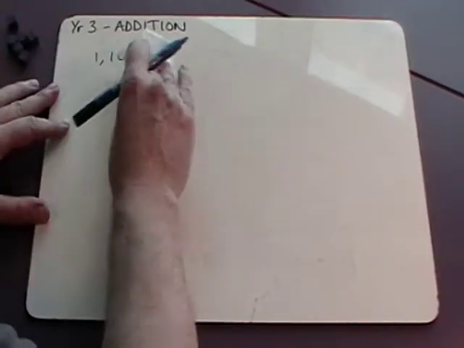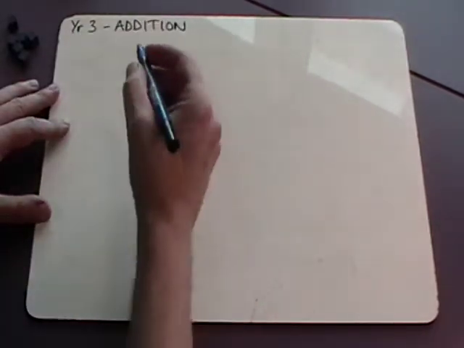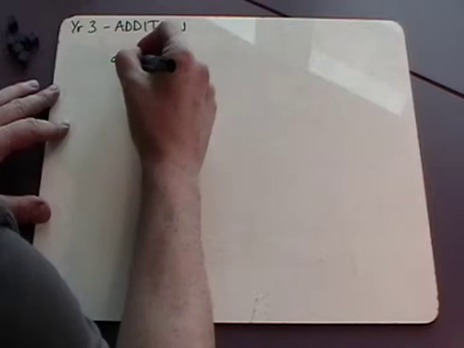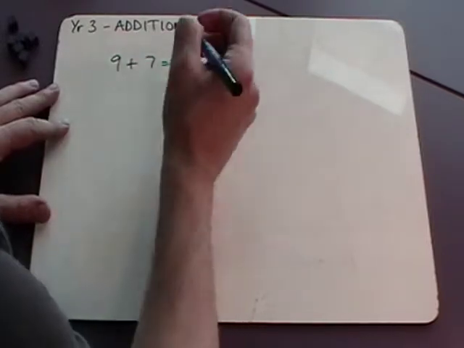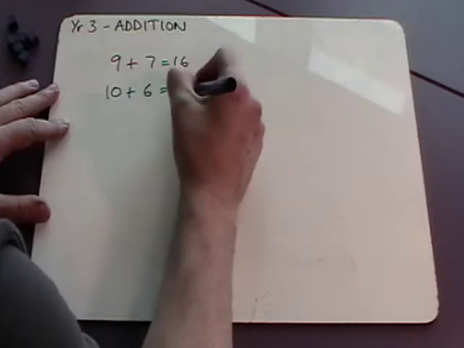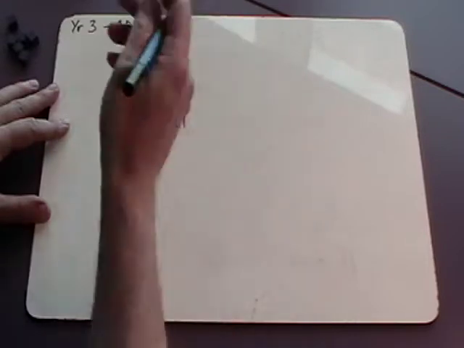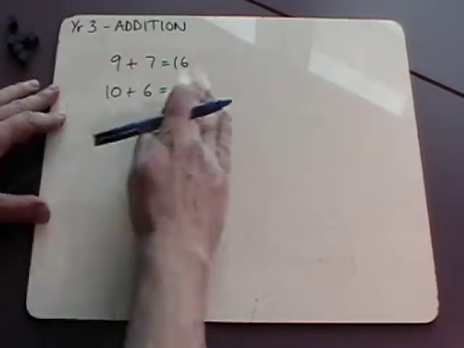And then, of course, they need to consolidate and learn off by heart their addition facts, as mentioned in the previous video. So knowing that 9 and 7 is 16, off by heart. Knowing that 10 and 6 is 16. Knowing that 7 and 4 is 11, and so on. All their number facts up to 20.